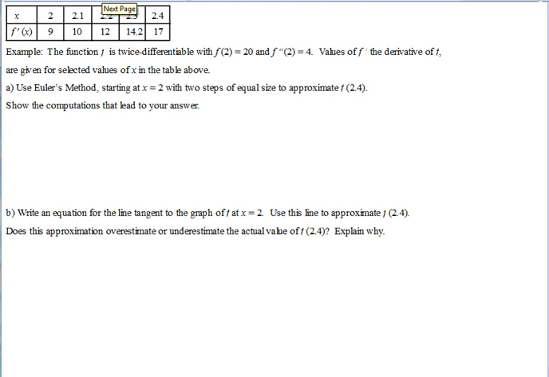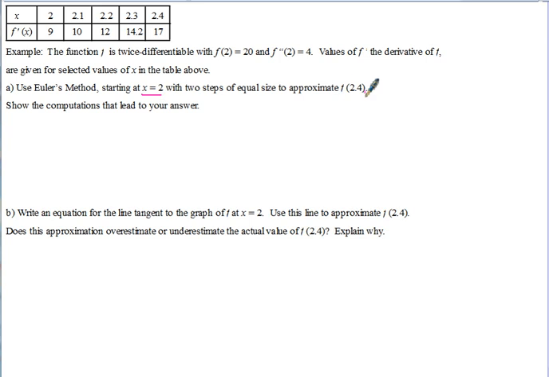All right, let's take a look at the next one. A little bit different. Gives you a table of values here. It gives you the x coordinate and the derivative f prime of x. So it says the function f is twice differentiable with f of 2 equals 20 and f double prime of 2 is 4. Values of f prime, the derivative of f, are given for selected values of x in the table below. Use Euler's method starting at x equals 2 with 2 steps of equal size to approximate f of 2.4.